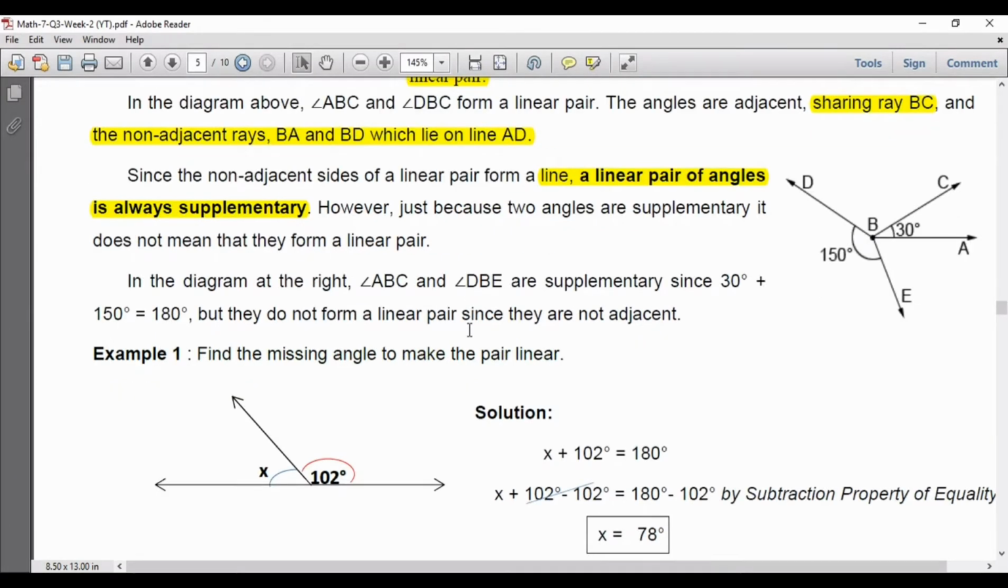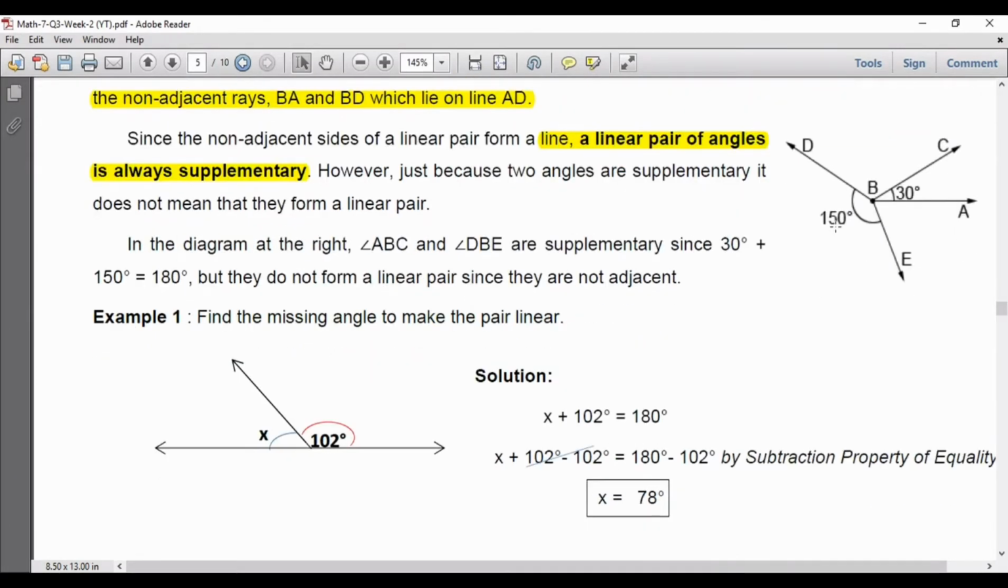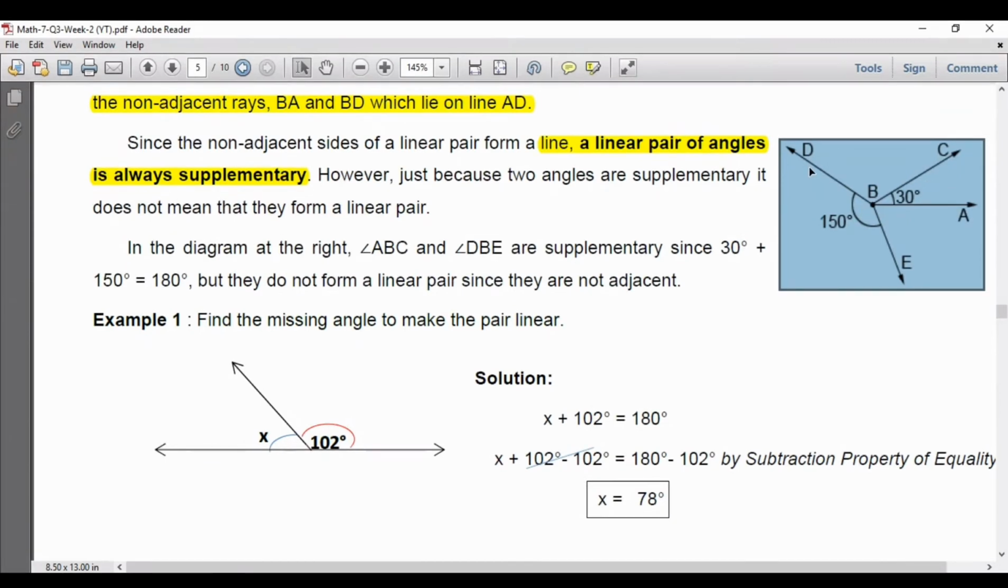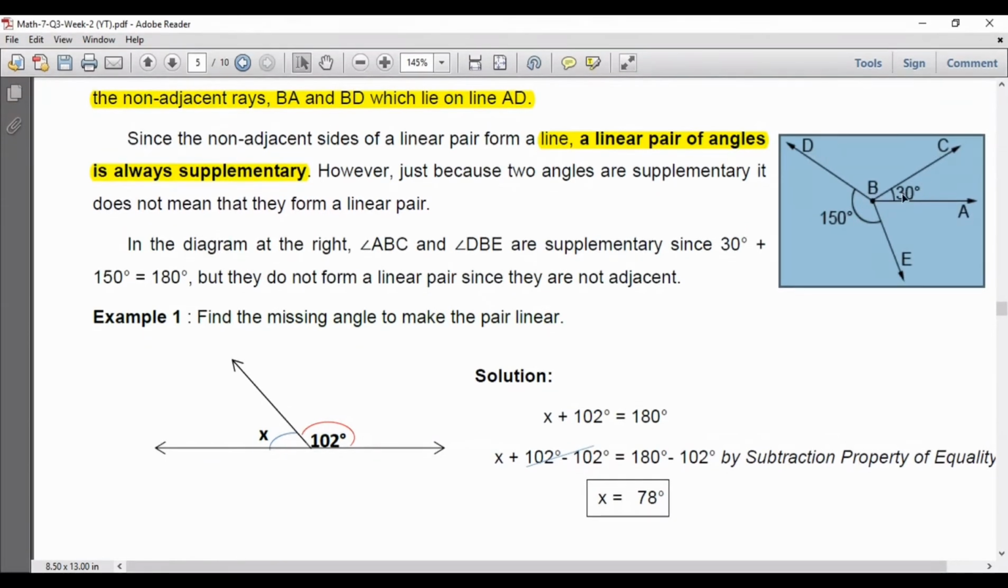Ayan, malinaw. So in the diagram at the right, angle ABC and angle DBE are supplementary angles since 30 degrees plus 150 degrees equals 180 degrees, but they do not form a linear pair since they are not adjacent. Yes. They are supplementary angles. Angle ABC and angle DBE are supplementary angles, but they are not a linear pair.